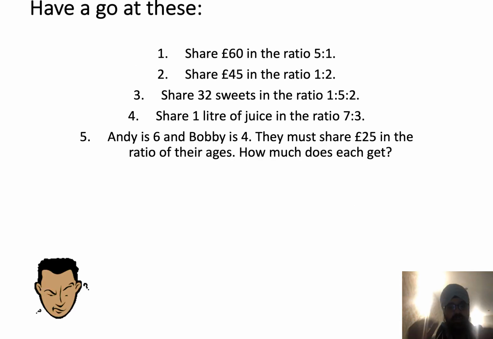Okay, so I'm going to give you these questions. Have them in your book or paper. Share 60 pounds in the ratio 5 to 1. Share 45 pounds in the ratio of 1 to 2. Share 32 sweets in the ratio 1 to 5 to 2. Share 1 litre of juice in the ratio 7 to 3. And last question, Andy is 6 and Bobby is 4. They must share 25 pounds in the ratio of their ages. How much does each get?